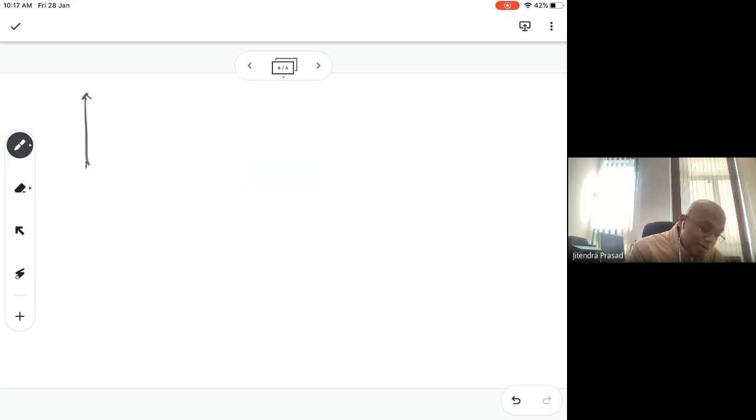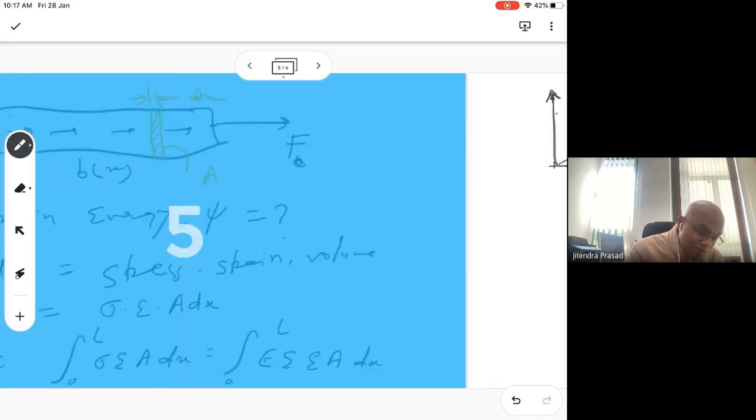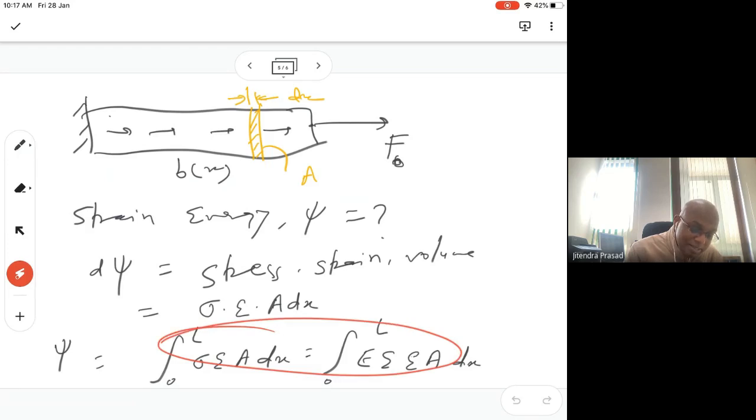When you integrate, how will it look? This will look like this. So for a spring, if you have to find out the strain energy, how do you do it? You have to be correct about it. So this is the area that we are referring to. We will examine whether this is correct or not. Is there any problem there?